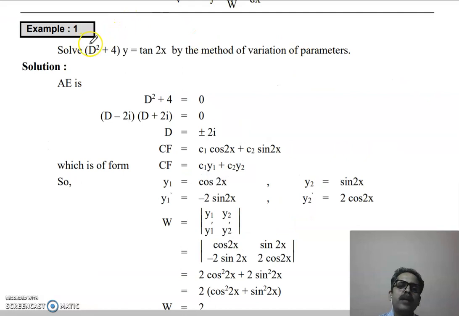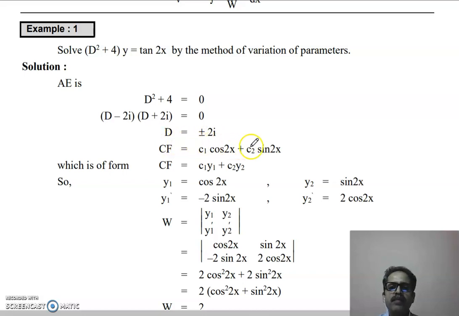Let's see examples. Solve (D square plus 4) y = tan 2x by the method of variation of parameters. The equation has the type phi(D)y = f(x), so it will have the solution y = CF + PI. We first write the auxiliary equation phi(D) = 0, that is D square plus 4 equals 0. Apply the formula a square plus b square as (a minus ib)(a plus ib). We get the factors (D minus 2i)(D plus 2i). Hence the roots are plus minus 2i, that is imaginary and distinct.